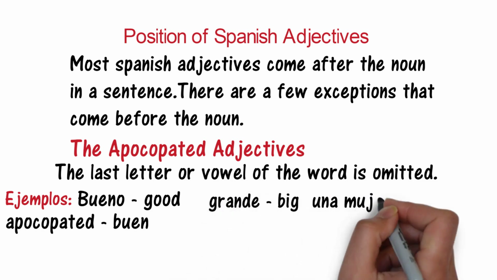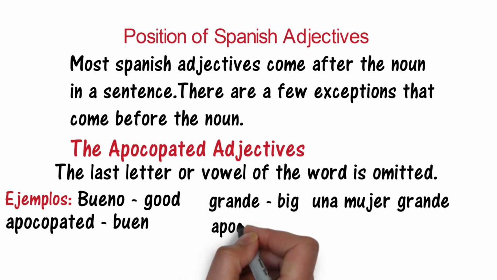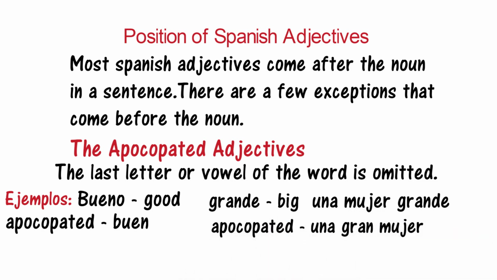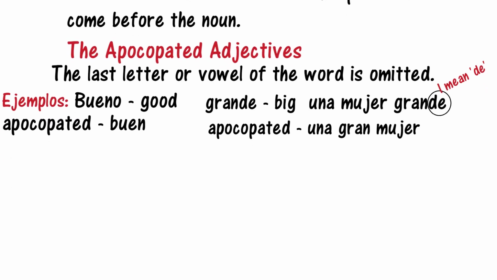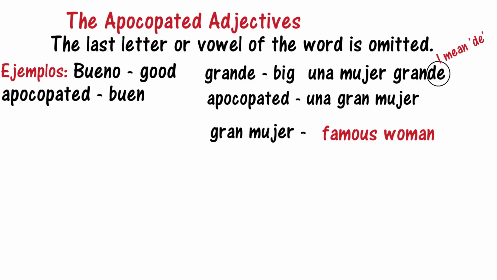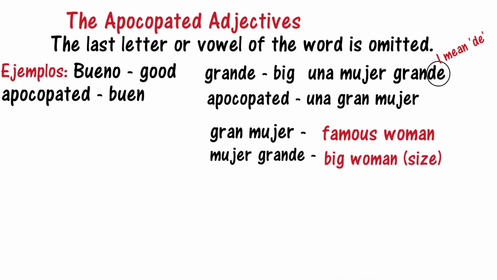We have other examples like grande. We have una mujer grande, a big woman, but in its apocopated form, it becomes una gran mujer. The n and d are omitted and we are left with just gran. But it doesn't mean big woman in this sense. Una gran mujer doesn't mean big woman. It actually means someone who is famous, a woman that is famous. That is the meaning of una gran mujer. But una mujer grande is more about the size of the woman.